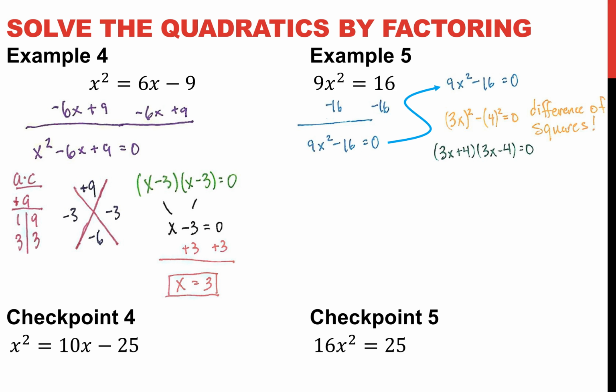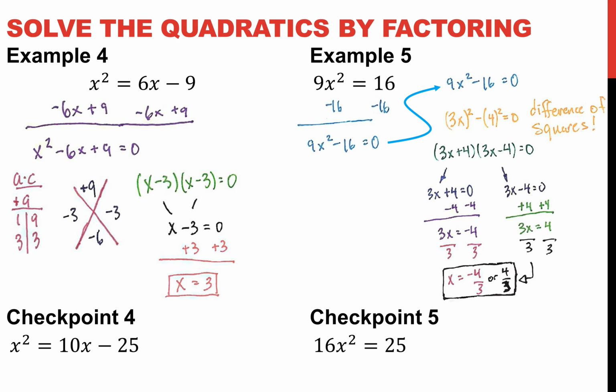Sweet. So now that I have factored this, I can actually split them up using the zero product rule. So 3x plus 4 equals 0, subtract 4 and divide by 3. And 3x minus 4 equals 0. So I add 4 and divide by 3. Gives me two solutions. x is equal to negative 4/3 or positive 4/3.